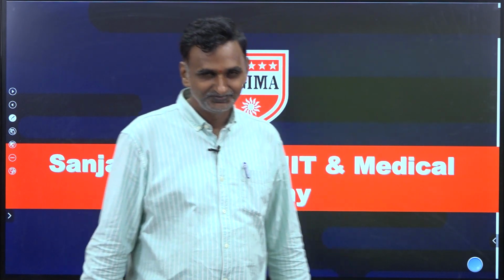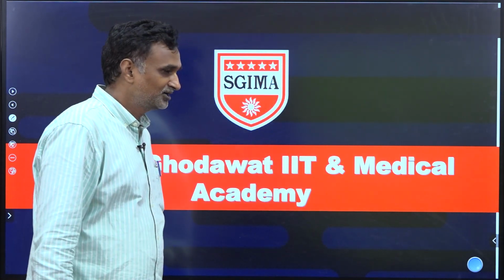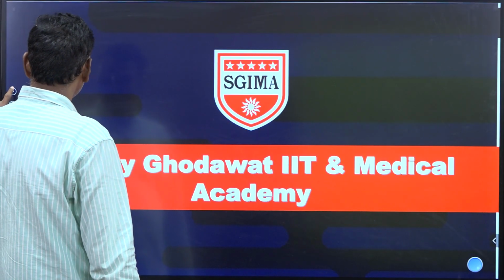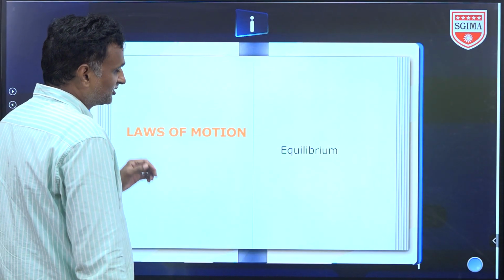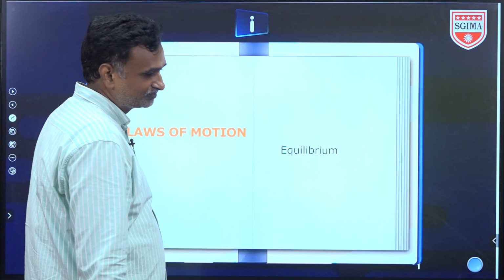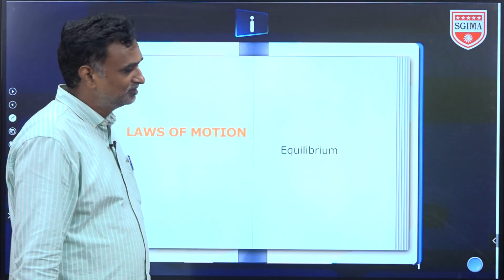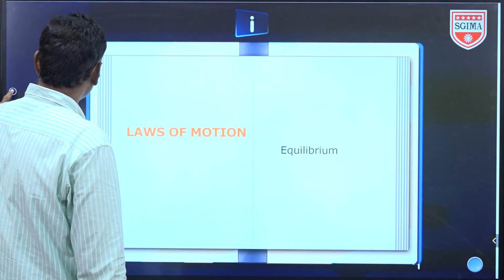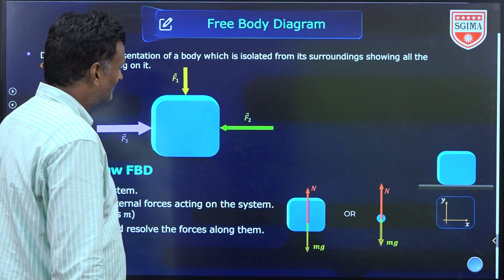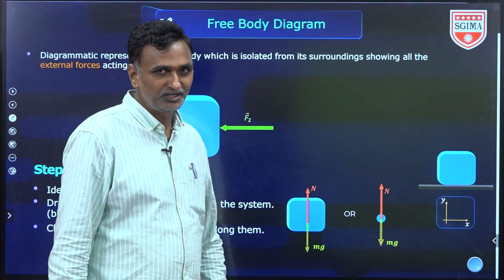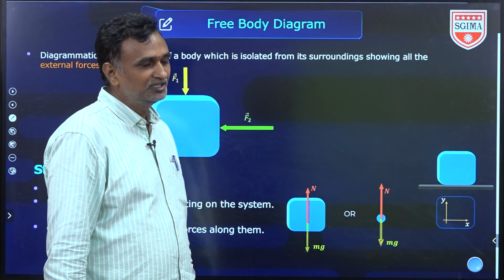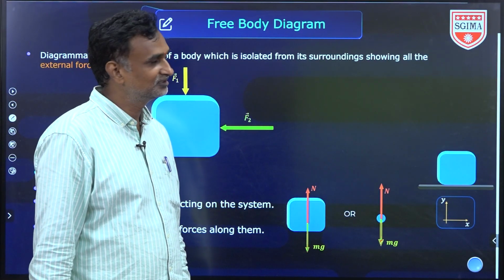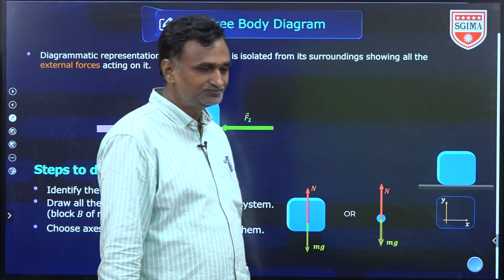Hello everyone. In today's class, let us start the discussion about the concept of equilibrium. We need to discuss equilibrium from Newton's laws of motion. Before discussing equilibrium, we need to know some basic concepts like the free body diagram. So what is FBD, and what is its necessity to learn first before knowing equilibrium?